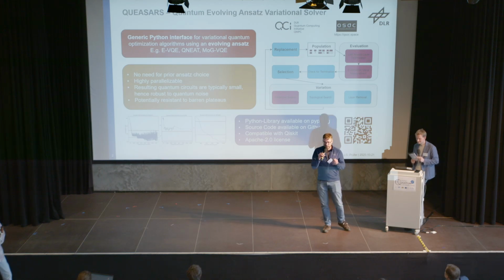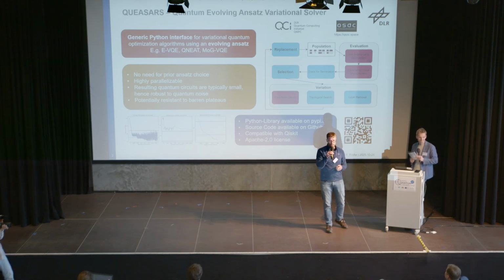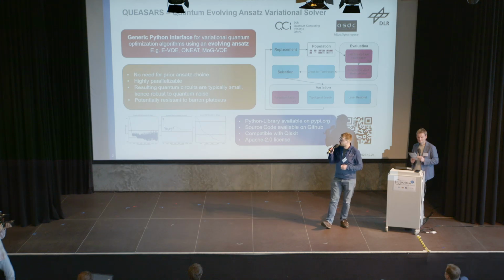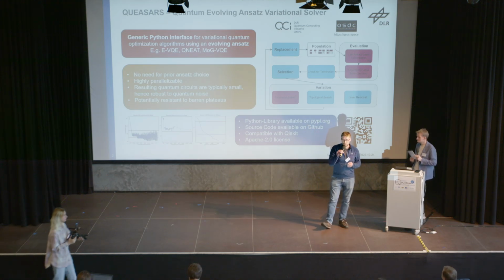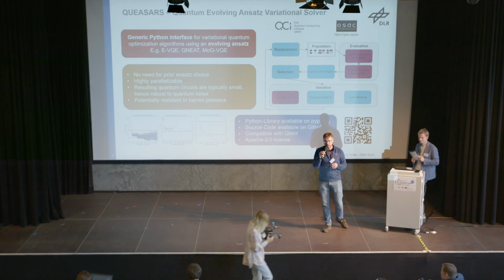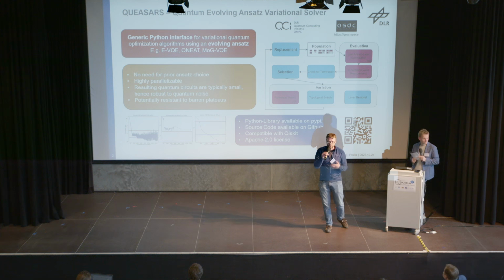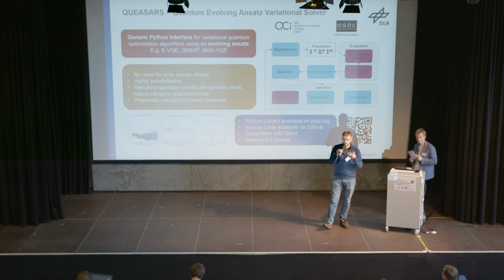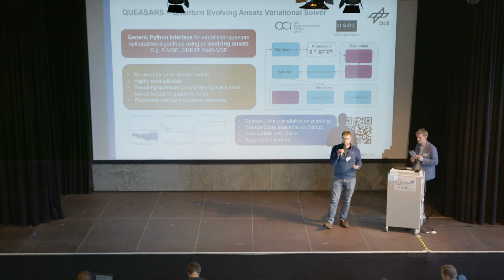Turns out there's actually a class of algorithms that basically helps you with this. We typically call these evolving ansatz quantum variational algorithms. For example, there's evolutionary VQE, EVQE, there's QNEAT or multi-objective genetic VQE. The point of these algorithms is that they wrap the VQE part, or the optimization part, with some other algorithm that chooses the ansatz for you. And QuaST implements a generic interface for these kinds of algorithms.